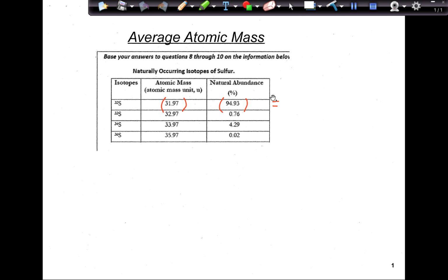So if you follow along with me, 31.97 times 94.93% is 30.349121. 32.97 times 0.76% equals 0.250572.